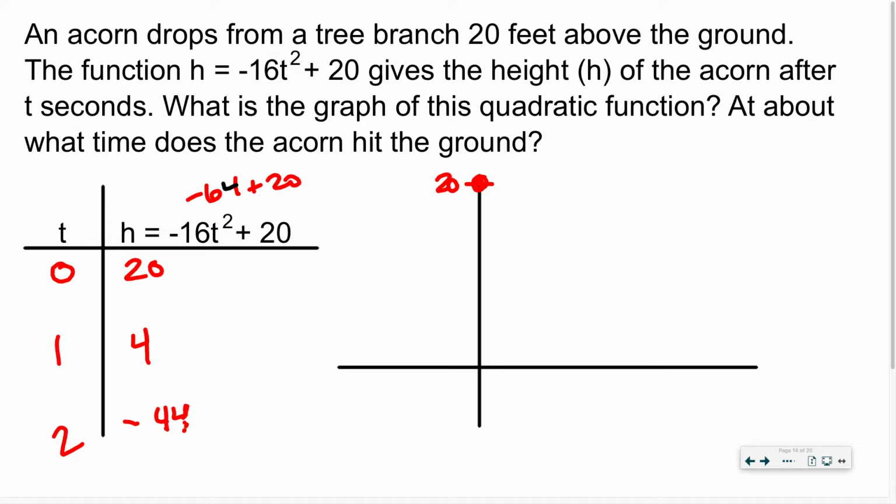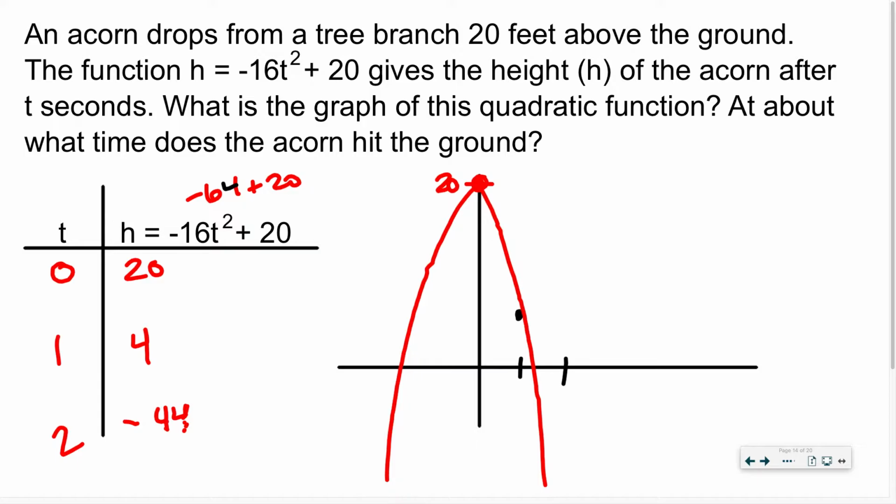So just looking at the table, where's this acorn going to hit the ground? Somewhere between 1 and 2 seconds, because at 2 seconds, it's below the x-axis. So if I have when x is 1, y is 4, and then when x is 2, y is way down there, it's going to look something like that. So if I had to just graph the parabola, it would look something like that.